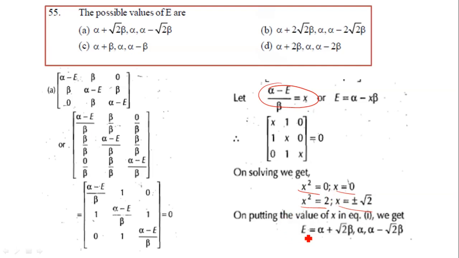On putting this value of x in equation 1, we will get E equal to alpha plus root 2 beta, alpha, alpha minus root 2 beta. Hence option A is correct.